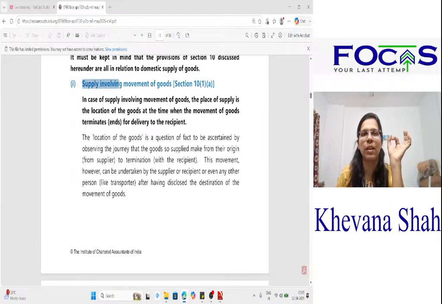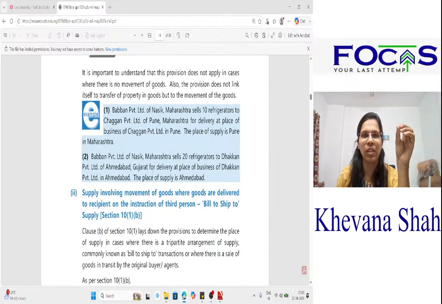So see, in case of the supply involving movement of goods, what they are saying is that the movement can be undertaken by the supplier or recipient or even any other person like the transporter, after having disclosed the destination of the movement of the goods. So any person can make the movement of the goods. Also, this does not link itself... Okay, and another important point is this, that this provision does not link itself to transfer of property in goods but to movement of goods. Okay, so this is not about transfer of property in goods, but it is about movement of goods.